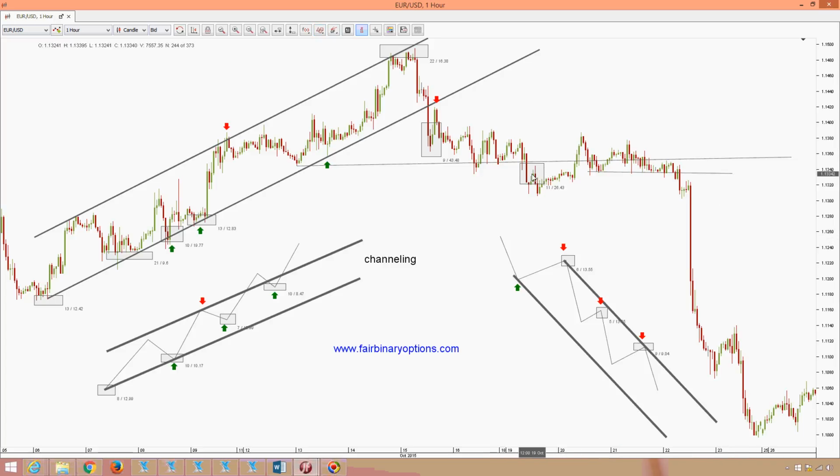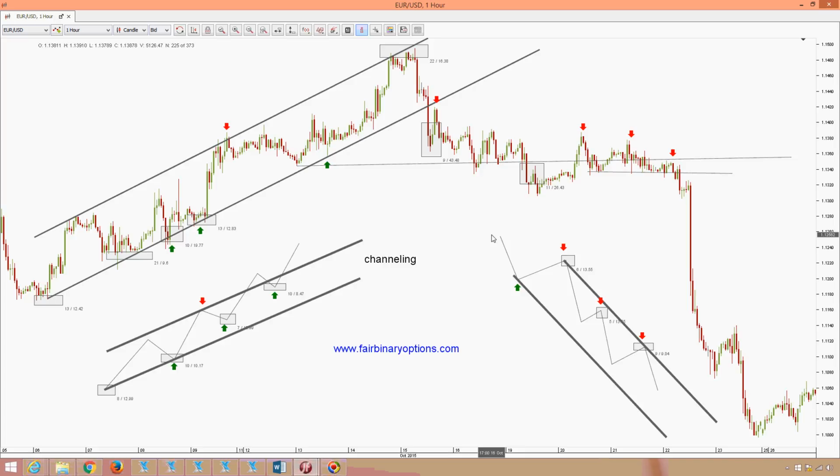So at this very moment, all these spikes here can be used to trade put options. And everything here comes from the definition of a trend, and also comes from the very definition of channeling. And binary options should always be considered in relation to the time frame that the analysis is being made.